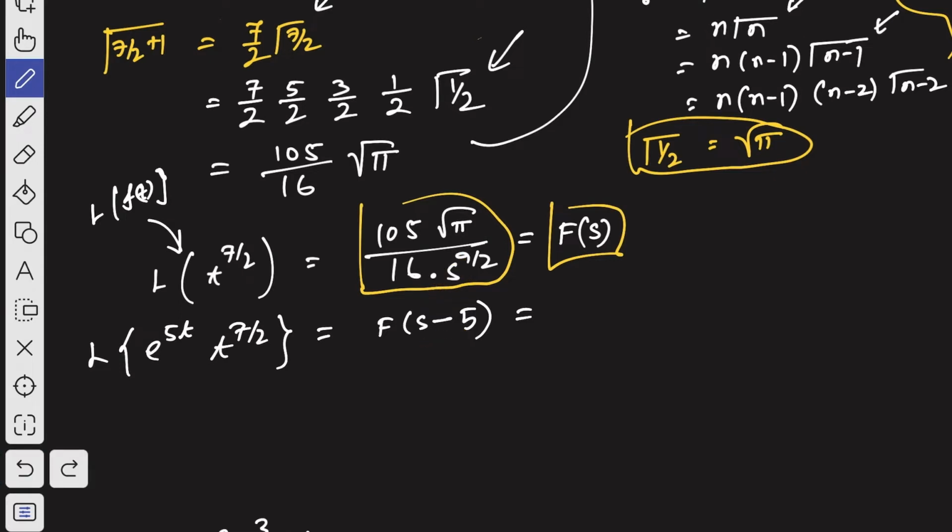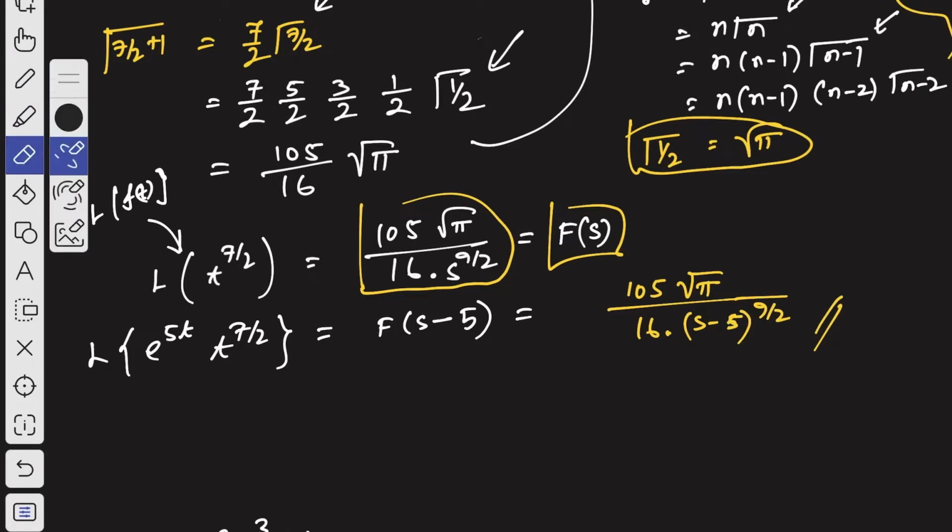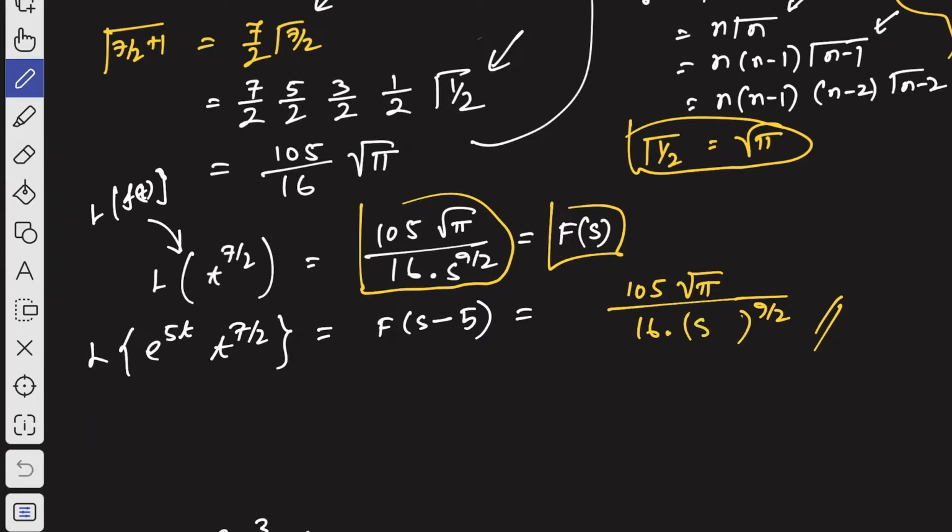Then we will get 105 root pi divided by 16 into s minus 5 whole to the power 9 by 2. That's what we will get. This is 5, right? So let me write clearly: s minus 5. Okay. So this is question number 2.